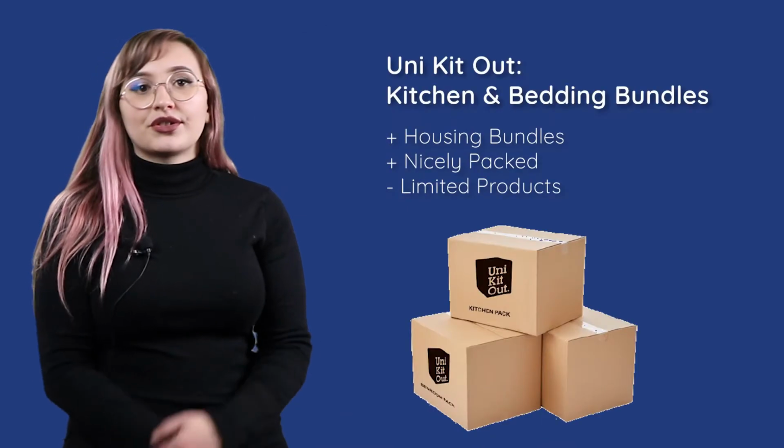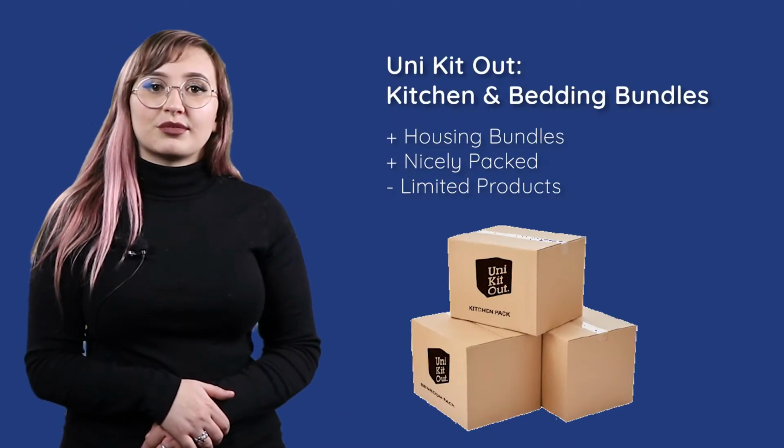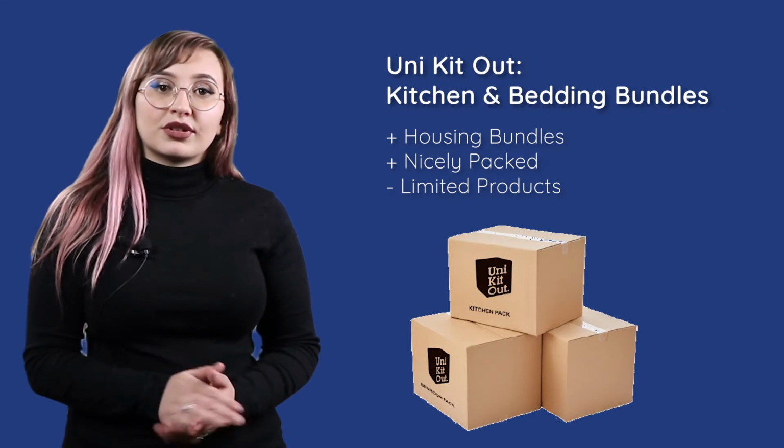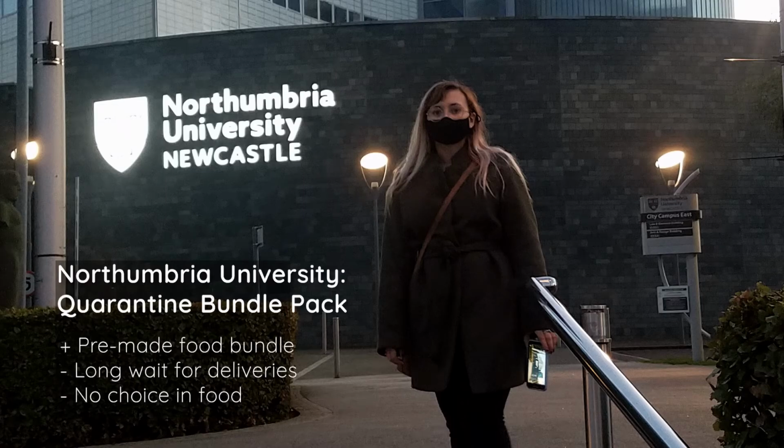We looked at current systems to see what was already out there. While there were several great systems in place already, some had flaws. For example, UniKit Out, a student delivery service, delivered general items you need living on your own, but didn't supply food. Another example being Northumbria University. While they had a food delivery service for quarantining students, they didn't have the option to choose the food items, and the delivery was often delayed by several days.